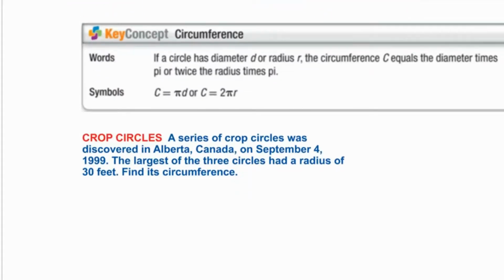This is something we've already covered in class. The circumference is pi d, or circumference is 2 pi r, because d does equal 2 times r, 2 times the radius.